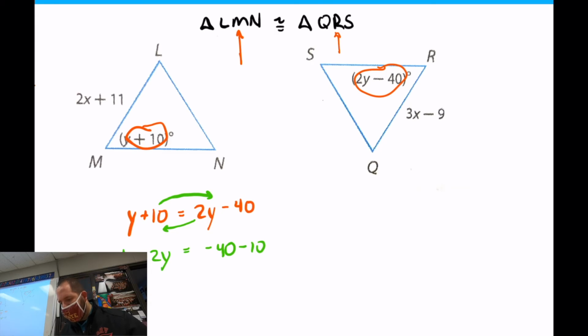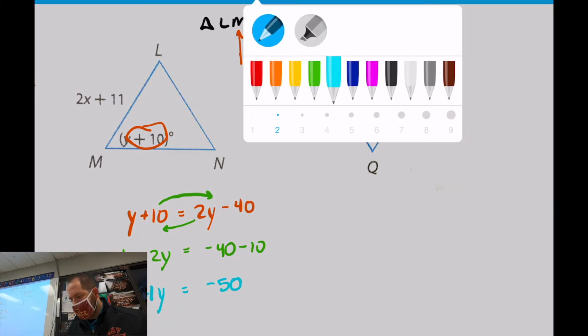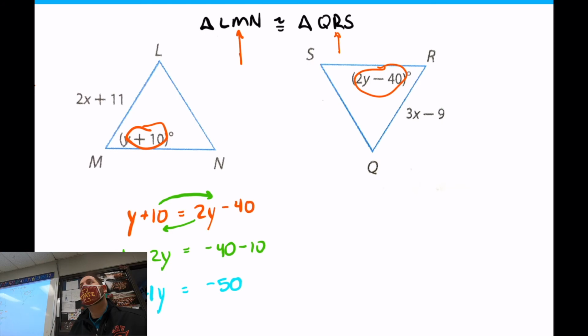Now, when we do the math here, what do we get? We get a negative 1y, negative 50. It's negative 40 minus 10 more. And then what? Then what do we do? Negative 1y equals negative 50. You divide them by -1. Divided by -1, divided by -1. Basically what it does is it cancels out the negative sign, so your y is 50. Boom. Got our first letter.